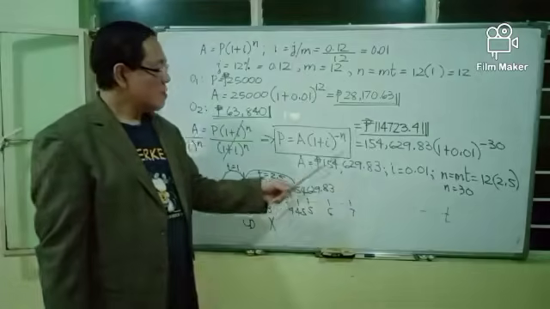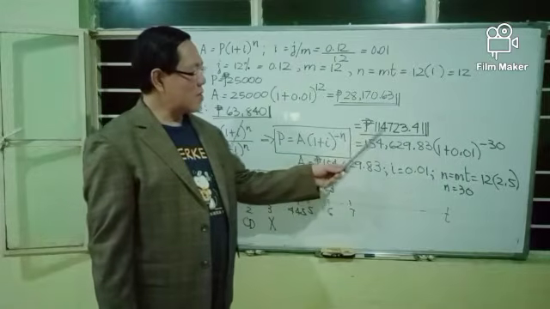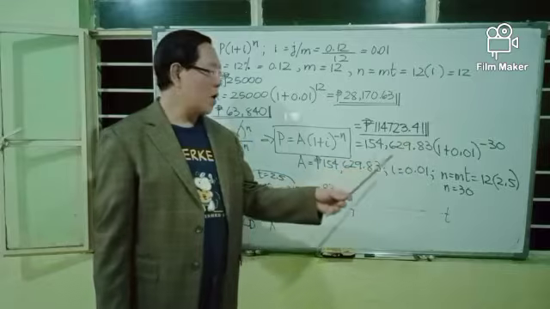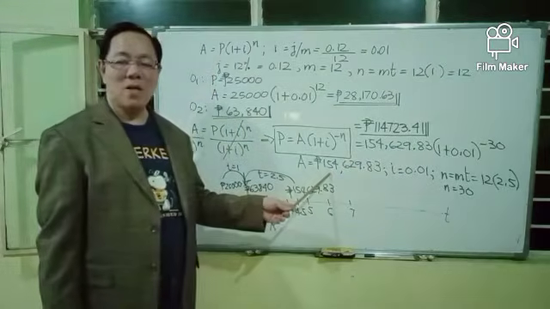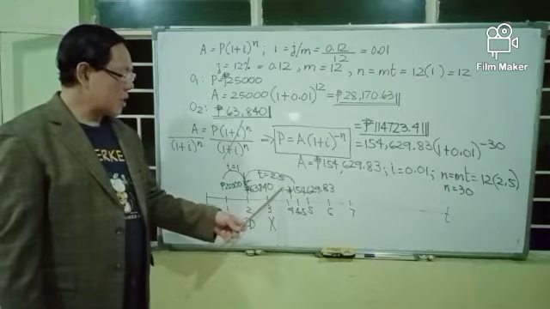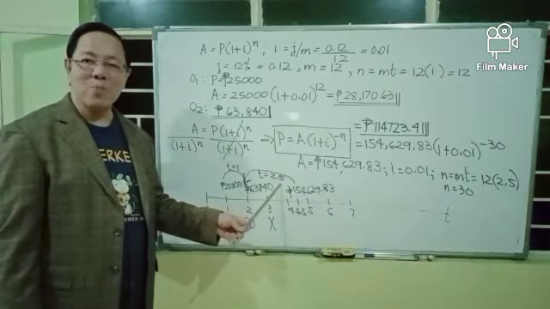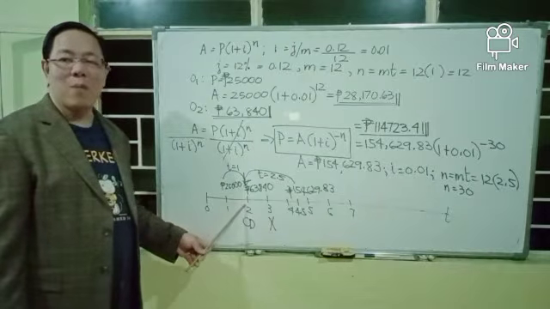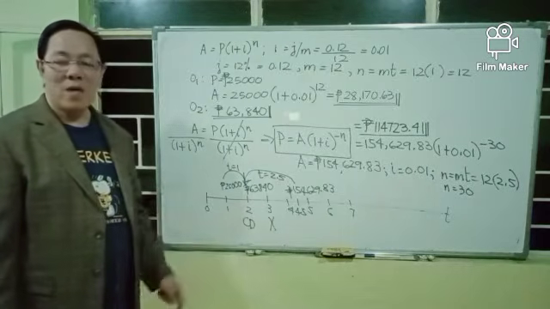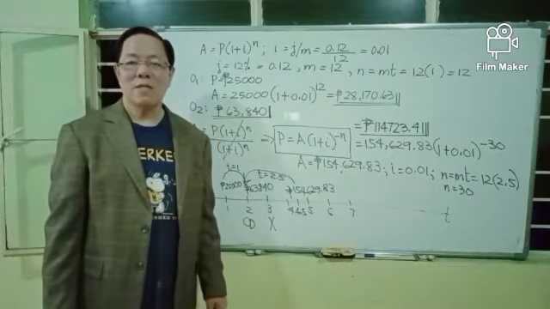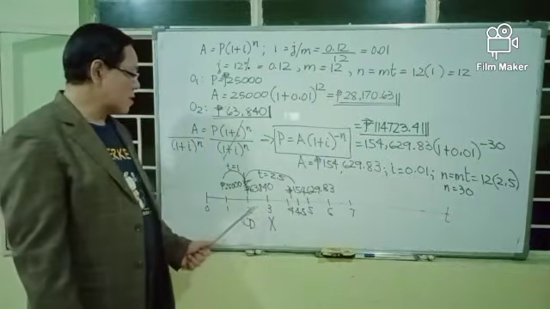154,629.83. This 114,723.41 is the value of this amount at an earlier date, two and a half years, 2.5 years earlier, and that is at the comparison date. Now we have all the values of the obligations at the comparison date.